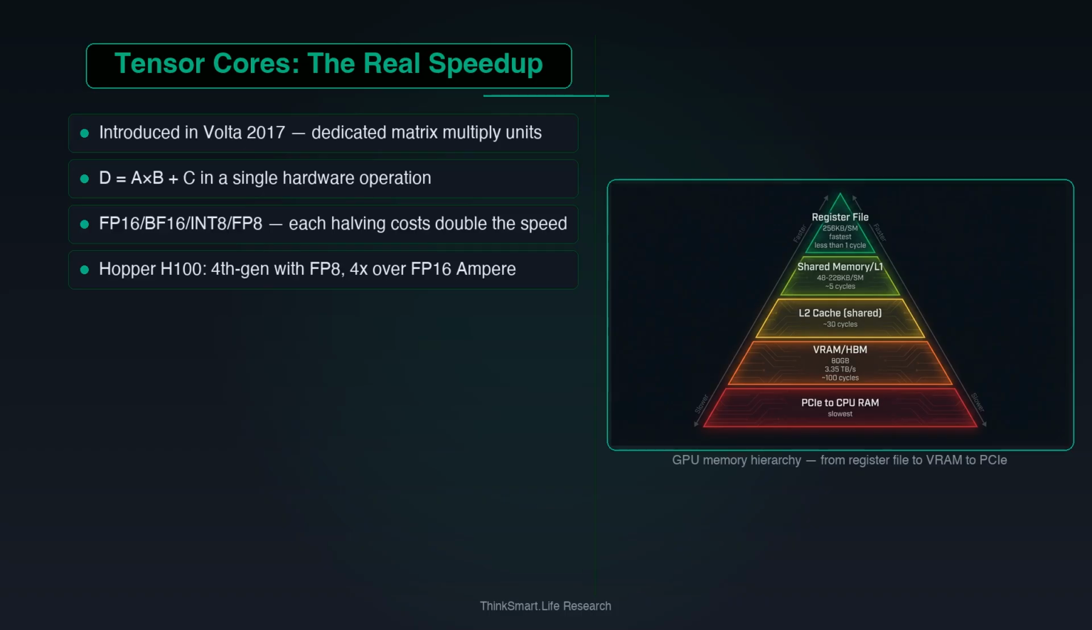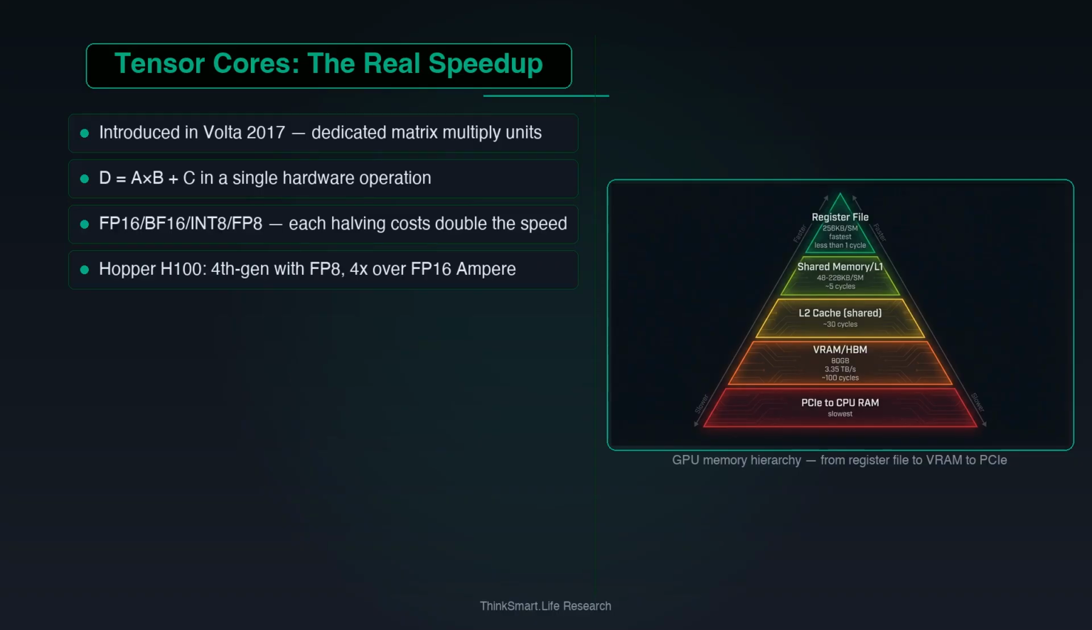Without tensor cores, an H100 delivers around 67 teraflops in FP32. With tensor cores in FP16, it delivers nearly 990 teraflops, a 14 times increase. Drop to INT8 and you get 1,979 tera operations per second. FP8, introduced with Hopper, pushes to nearly 4,000. When people quote GPU flop numbers, they almost always mean tensor core throughput, not CUDA core throughput. Verify which number you're comparing.